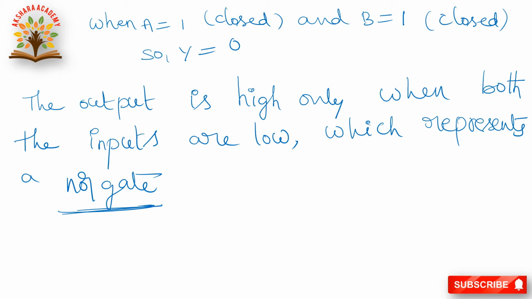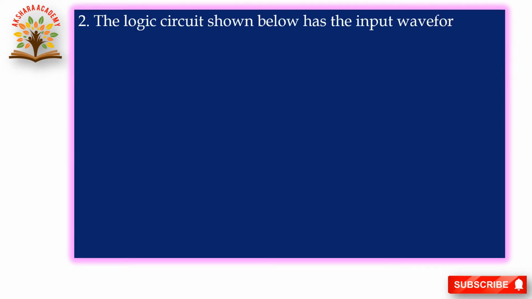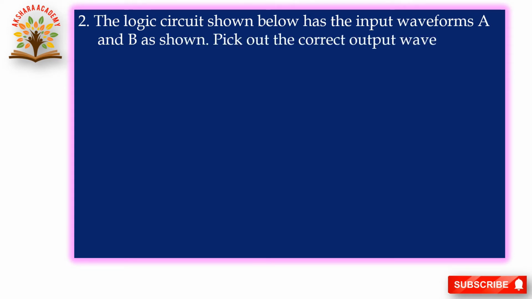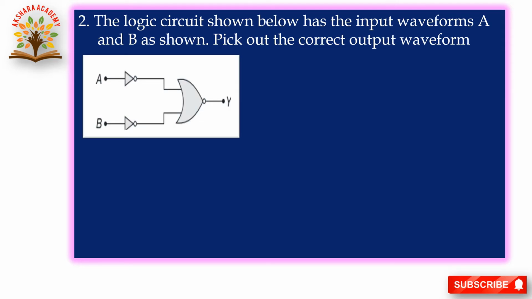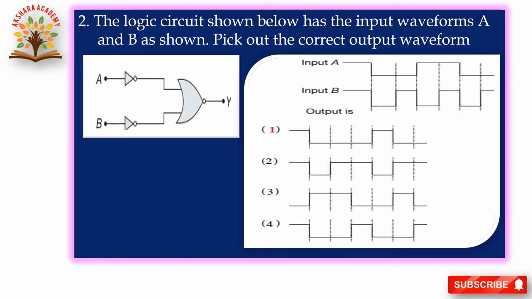Now let us go to the next question. The logic circuit shown below has the input waveforms A and B as shown. Pick out the correct output waveform. See this? This is the logic circuit and these are the input waveforms. We have to pick out the correct output waveform.